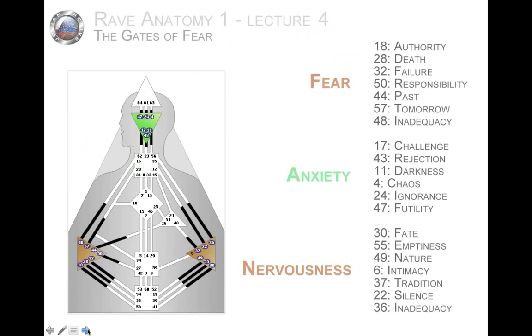So lecture 4, Rave Anatomy 1, we're still in Rave Anatomy 1. There's 1 and 2. This is where we talk about the gates of fear. And he goes through and talks about each of the fears.